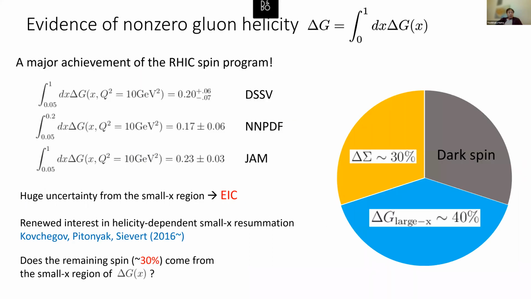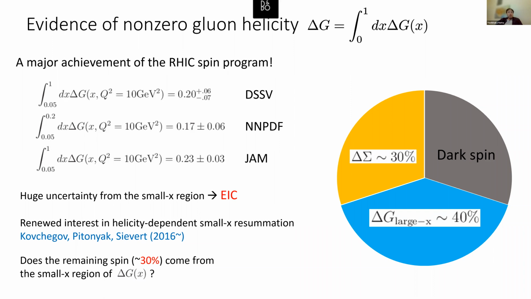So let me move on to the second entry of the Jaffe-Manohar sum rule. This is delta G, which experimentally one can determine by first measuring delta G(x). This is the polarized gluon helicity distribution, and you integrate this function over x from 0 to 1. And so we now know the value of this integral in some limited kinematical region. And so this is basically the major achievement of the RHIC spin program. And from the experimental data, one can extract this quantity by using global analysis.